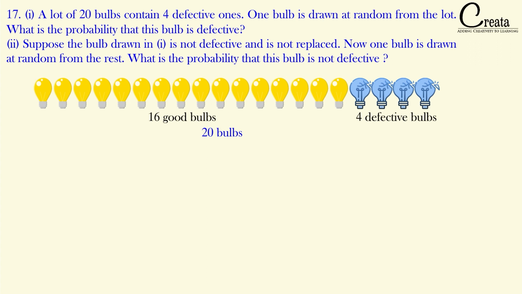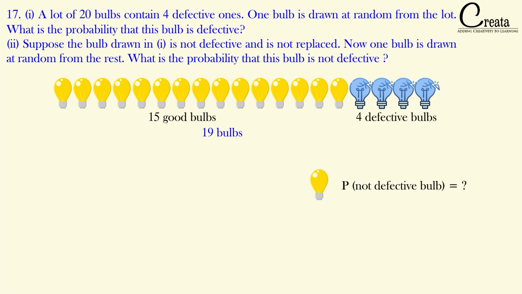So this second case is the continuation of the first case. In the first case, out of the 20 bulbs, we have taken one bulb, and the second case is saying that the bulb drawn in the first case is not defective. So we have taken the good bulb in the first case. So now we have a total of 19 bulbs, 4 are defective and 15 are good ones. Now again at random, one bulb is taken out of these 19 bulbs. And we have to find the probability that this bulb is not defective.